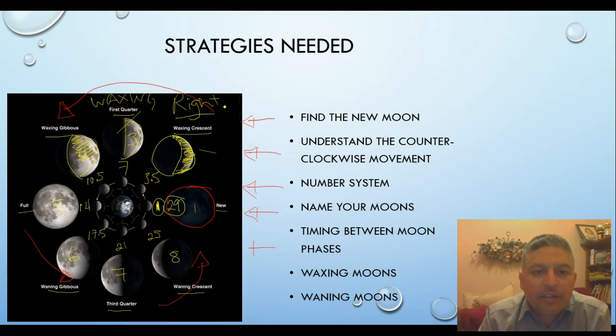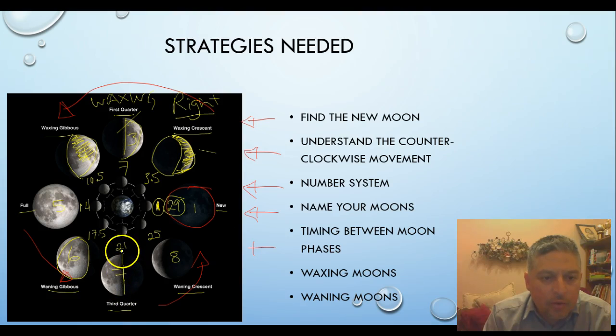So this is how we know they are waxing moons, because the lit side is on the right. Now, characteristics about waning moons, which are these 3 moons over here on the bottom. Waning moons have the left side that is lit. Notice this side over here, the left, and this is the waning gibbous.